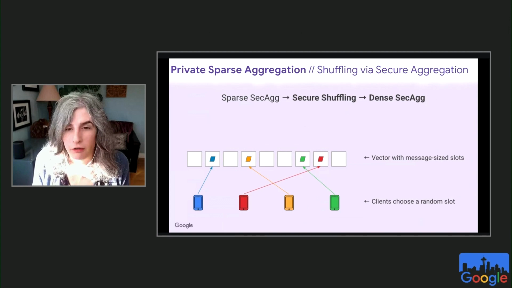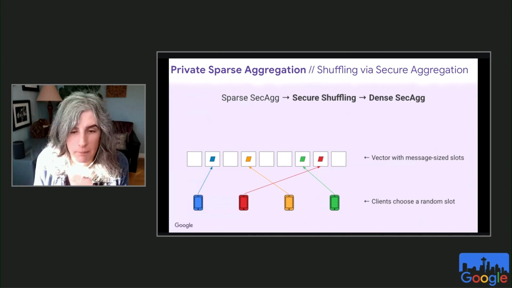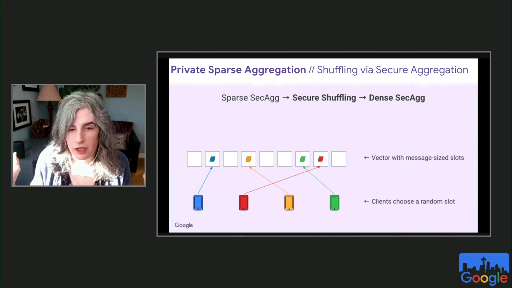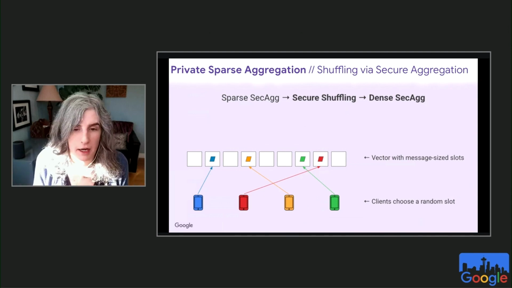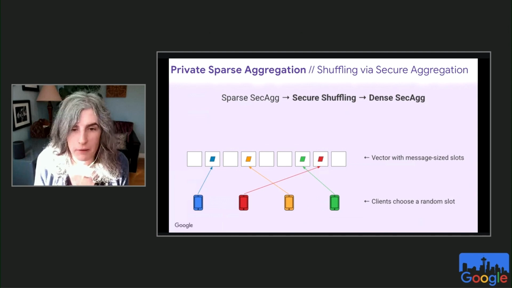You could then try to look for ways to reduce sparse shuffling to things we already know how to do, like dense secure aggregation. And one of the technologies we've been exploring for that is IBLTs, which are a combination of Bloom filters with hash maps. The basic idea about how this might work is you can imagine a large vector with message-sized slots, where messages are like the kinds of things that I was talking about before. And each device is going to choose a random slot to put their message in. As long as no two devices randomly choose the same slot, you get a shuffle of what you're looking for.